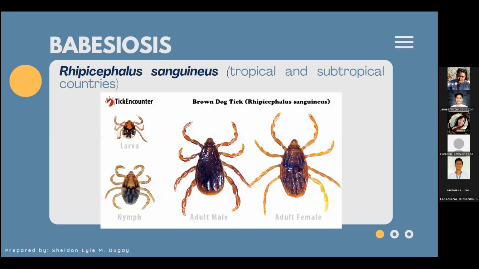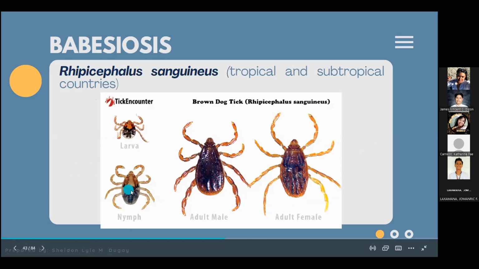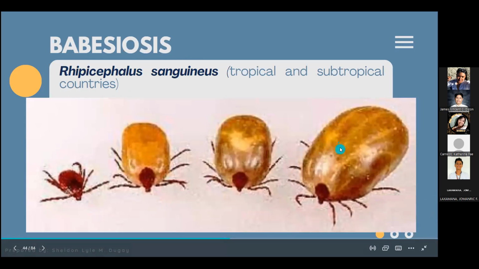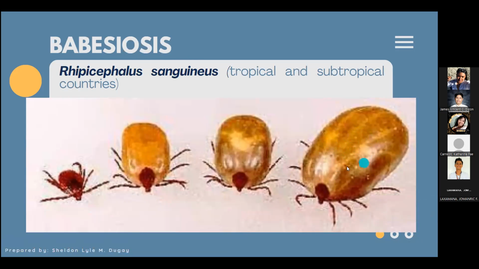So ito siya. Kapag larva, ganyan sila kaliit. Tapos kapag nymph, ganyan, lalaki na yan hanggang maging ganito sila. So itong adult female, ito yung mga blood sucking. Sila kasi yung nag-carry ng egg, so kailangan nila ng nutrients. So sila yung madalas nating nakikita na nag-engorge. Ayan, ganyan yung itsura ng mga female. So yung laman nito is blood tsaka yung eggs nila.